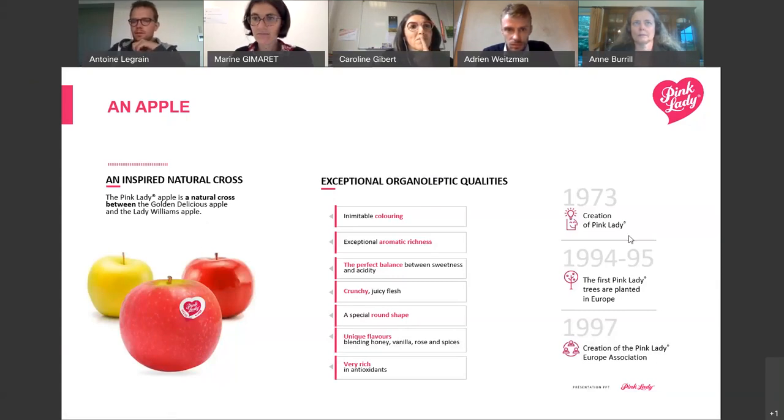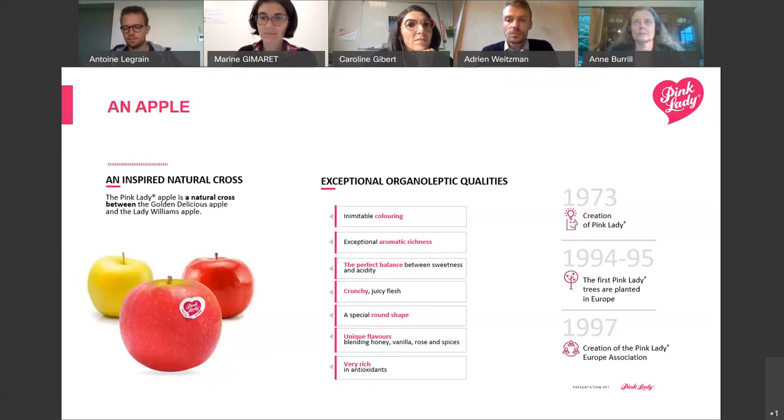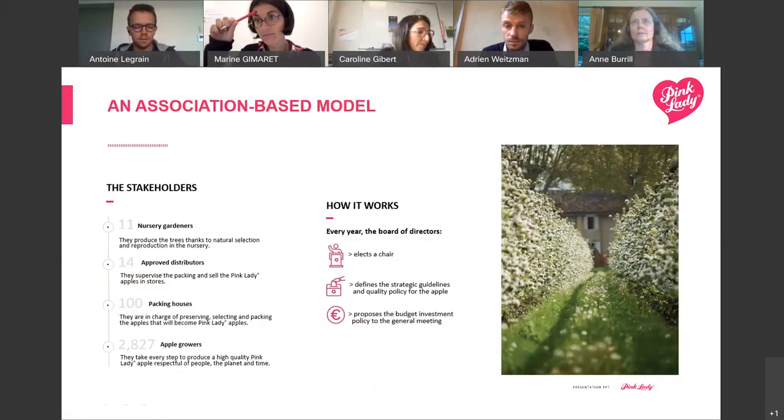It's not such a recent variety, because the first tree arrived in '73 in Australia, and then the first trees were planted in Europe in '94-'95, and in '97 we created the association Pink Lady Europe. The association-based model is quite unusual, and it was the first time in the world that it worked like that.